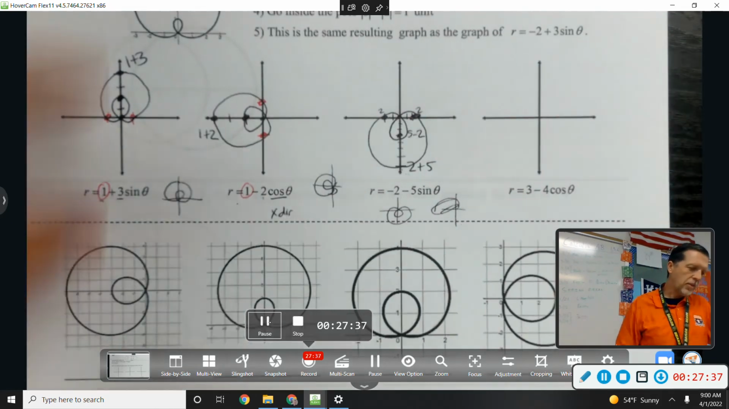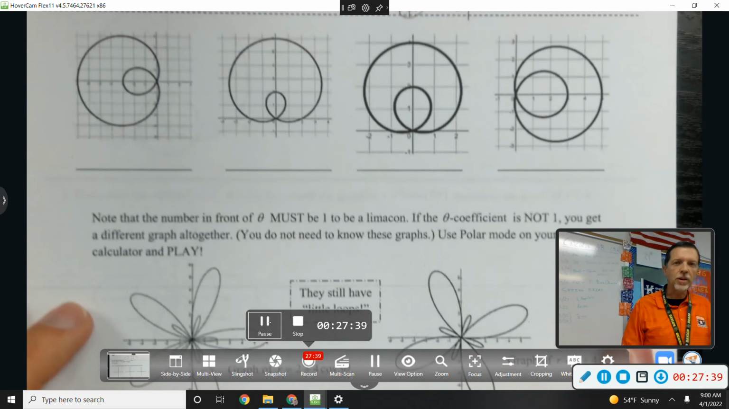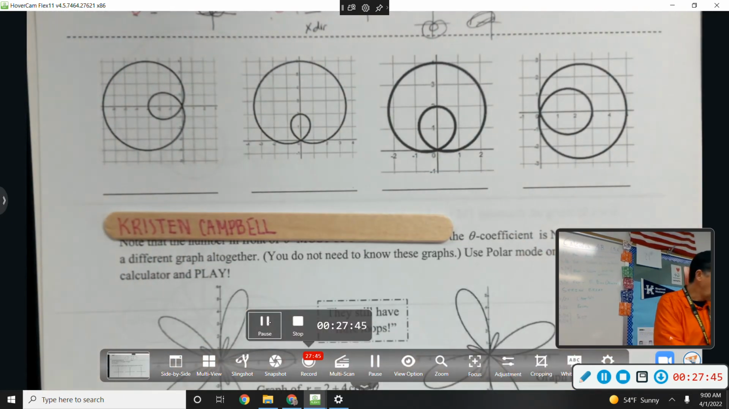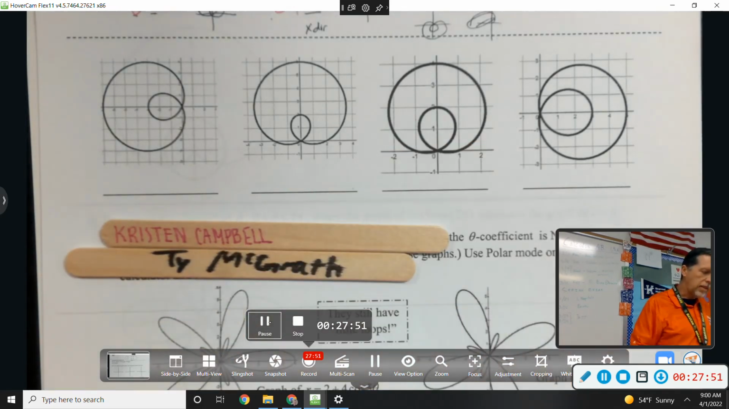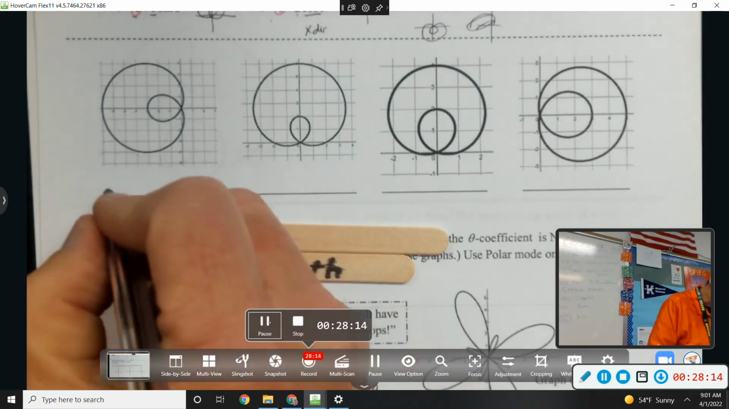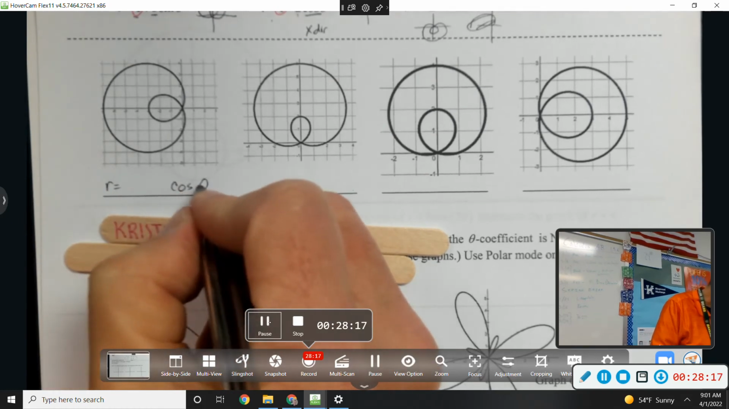Let's skip the last one and see if we can come up with equations for these. So, Kristen, on that first one where we have to name the equation, is it a sine limacon or a cosine limacon? How did you know it was cosine? Right. How did Haven know it was cosine? Because it's on the x-axis. Anything with a left and right orientation is cosine. So I know it's going to have a cosine in there.